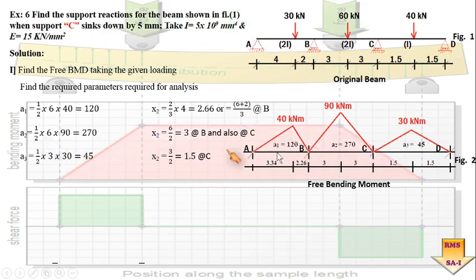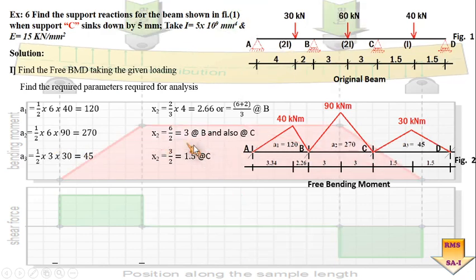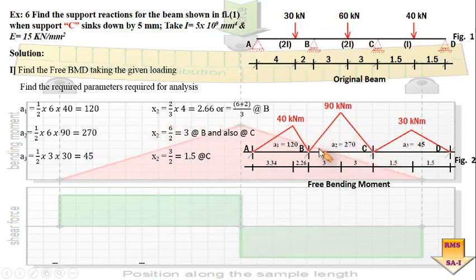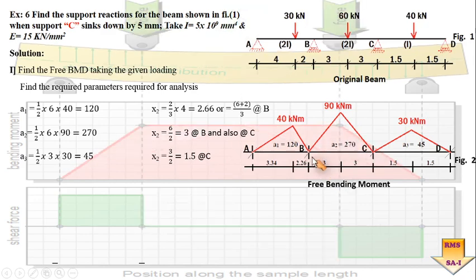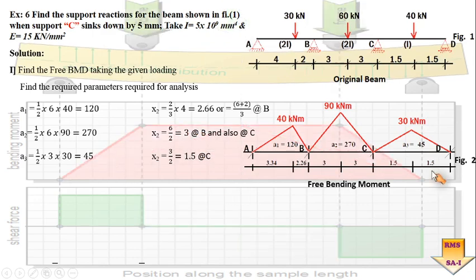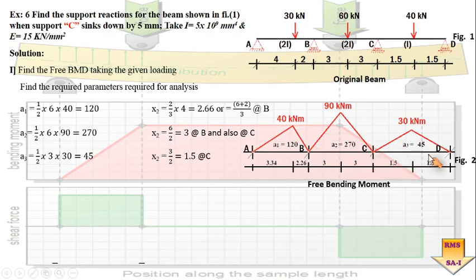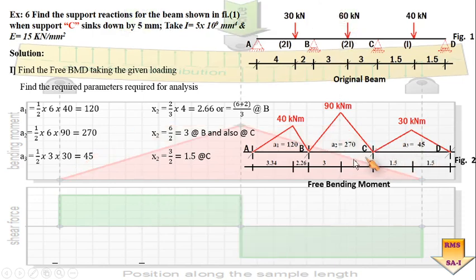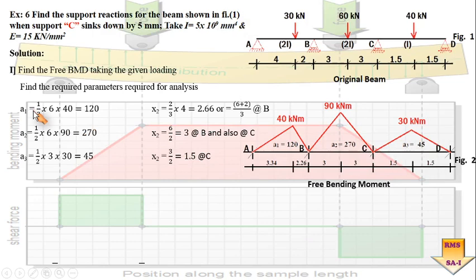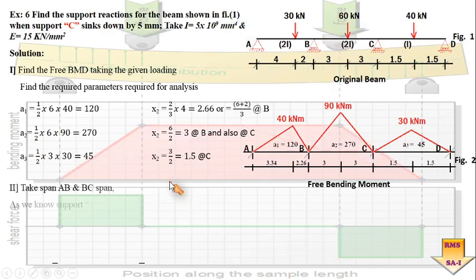Similarly, for the A2 value, all these being triangles, half base into height gives the area of the triangles, and I have worked out the x2 value. This is a symmetrical figure, so the x2 value is half of the total length, that is 6 by 2 equal to 3, and the same is the case with x3. This is symmetrical again, so it is half the length of that span CD. After working out the values of A1 x1, A2 x2 and A3 x3, further we have to move ahead by the application of Clapeyron's theorem.